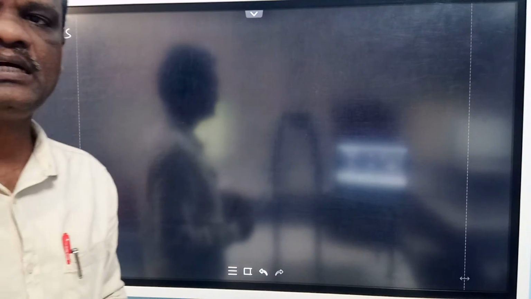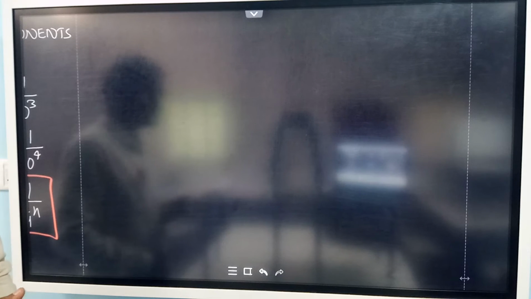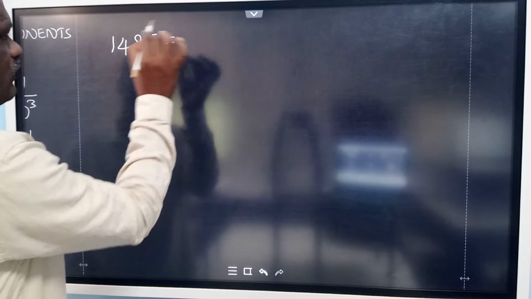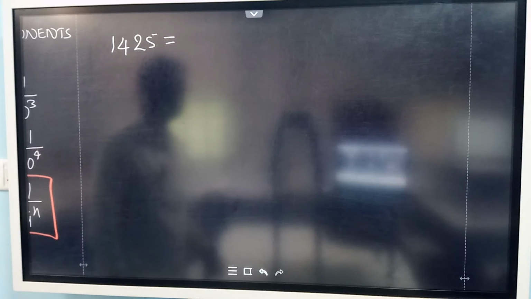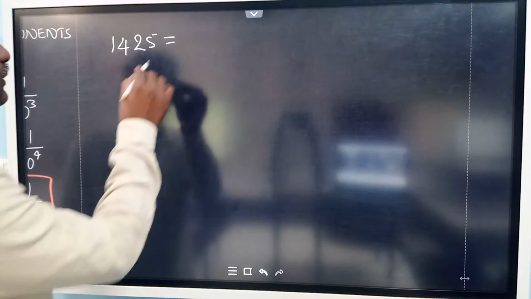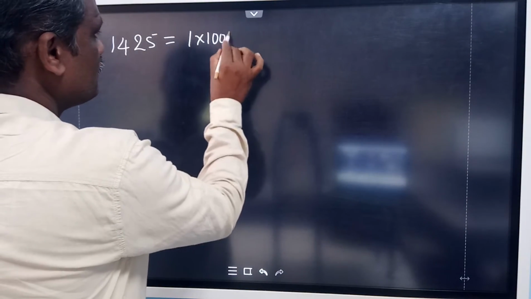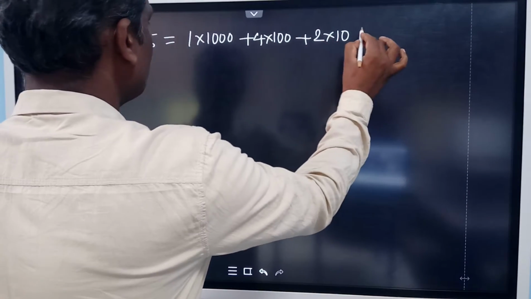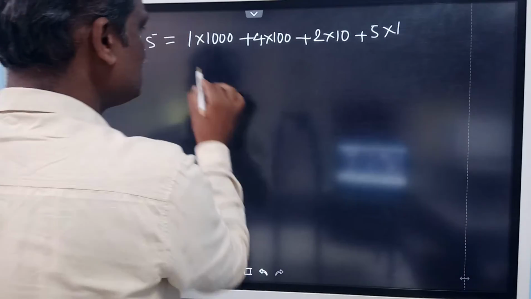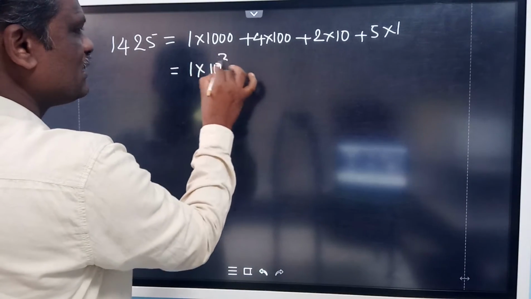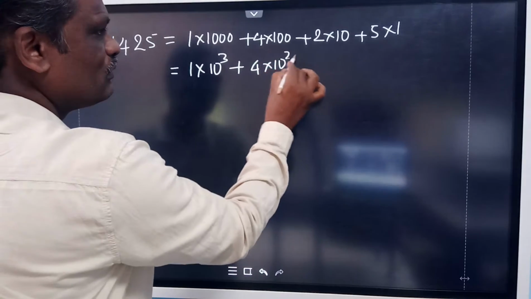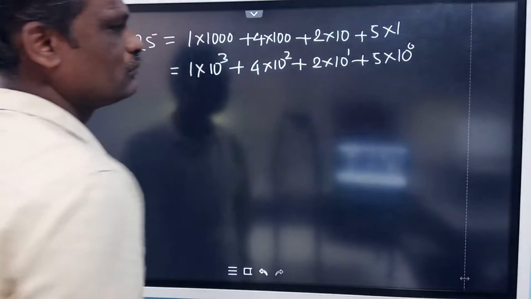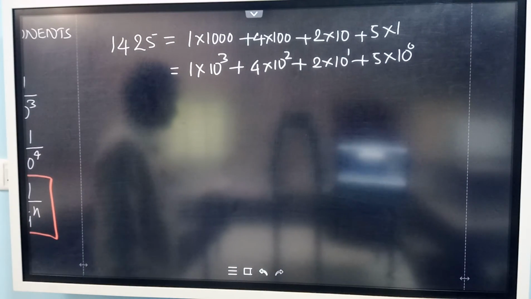Plus, we have learned how to expand the numbers. So let us take two numbers. I will take first 1425. Expand this using powers of 10 now. So this can be written as 1 into 1000 plus 4 into 100 plus 2 into 10 plus 5 into 1. So I will write here 1 into 10 raised to the power 3, 4 into 10 raised to the power 2 plus 2 into 10 raised to the power 1 plus 5 into 10 raised to the power 0. Okay, this is called the expanded form of that number.